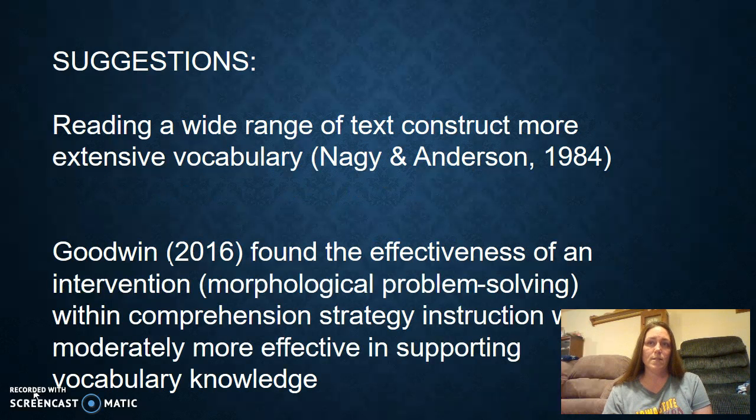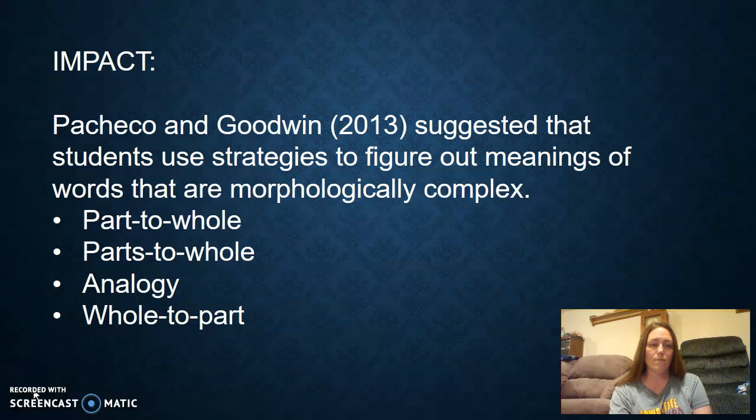It has been suggested that the more extensive and wide variety that students read, the greater the range of vocabulary that students encounter. The more text that students encounter gives them an opportunity to learn more words and meanings. Goodwin suggests that morphological instruction that is integrated within a reading comprehension strategy can increase the vocabulary scores of students. An understanding of morphological awareness can help in selecting instructional activities of roots and affixes to support the word learning.